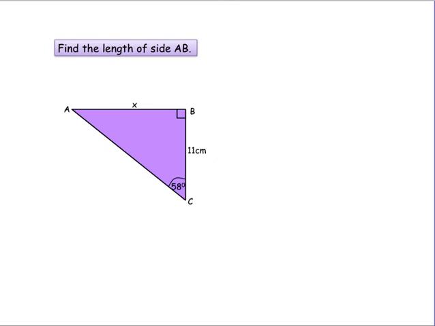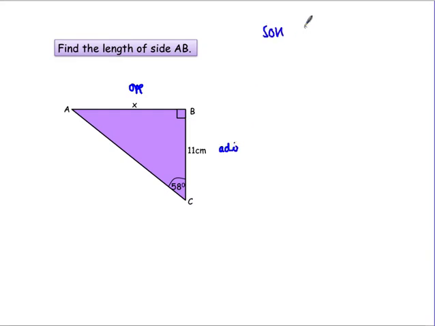Here's another example. So find the side length of AB, which is labelled x again here. So I'm going to label this triangle. So first of all, this one is opposite the angle that we're interested in. So that's the opposite. And this one is between the angle and the right angle, so this one is the adjacent.